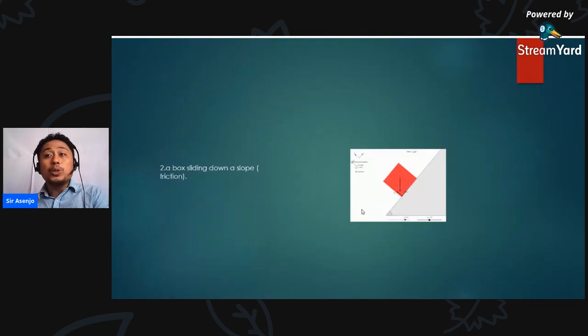Remember, we're focusing on friction, not on gravity. What is that? Okay, good job. You have contact force because the box is touching the slope or the ground. In that case, it is the contact force.